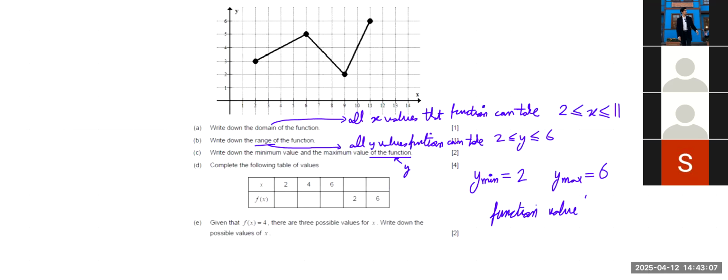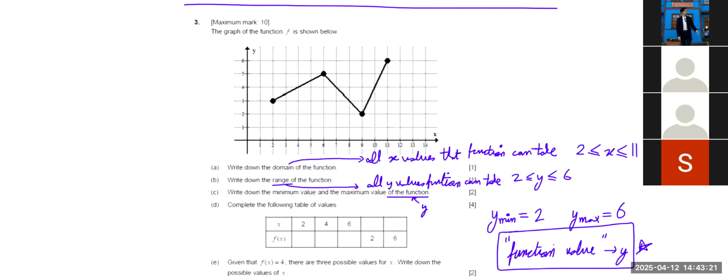This is, by the way, a thing that becomes instinctive after some time, but in the beginning it might not be as obvious. Function value or value of the function, all of these things mean y values. They're never talking about x values. Okay. Now, using the graph, can you guys help me fill this table?